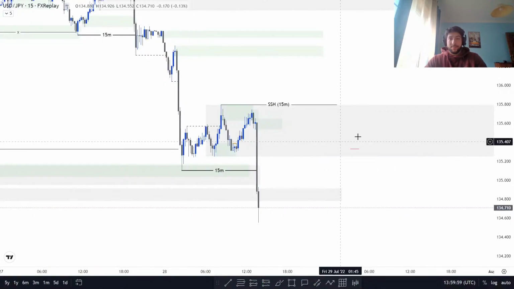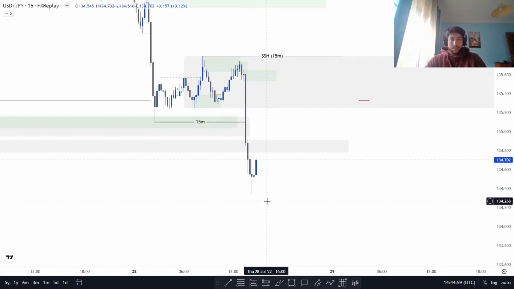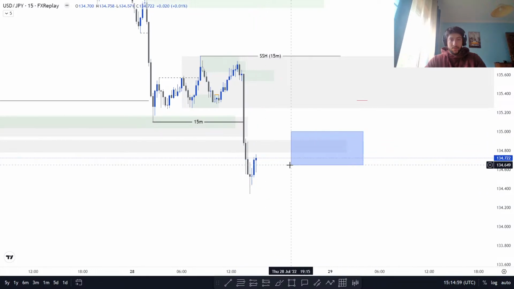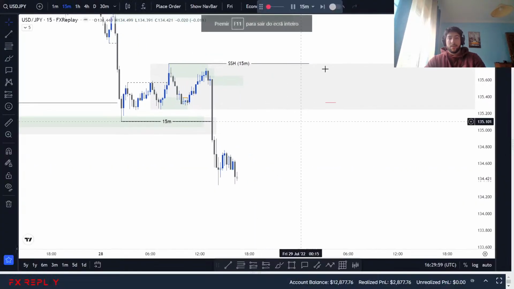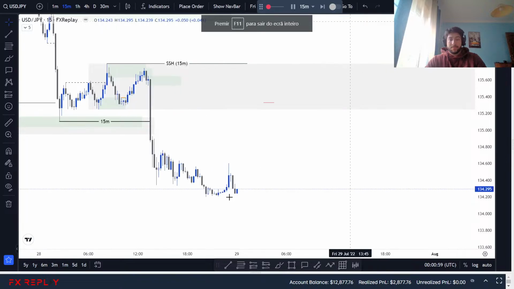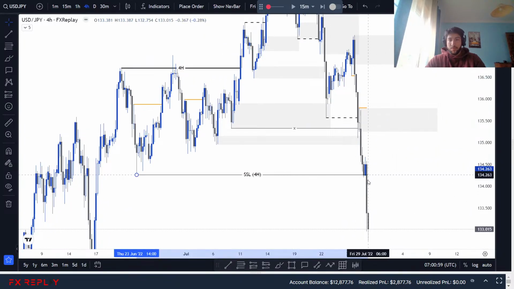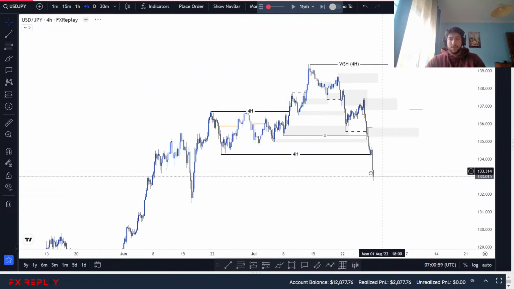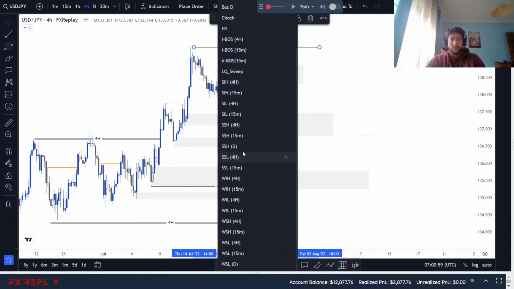Let's continue. Expecting a pullback. Going down, nothing. So this one fails. Nothing here. Next day. Yeah, price breaks the low, as I said. Yes, so the 4-hour is now bearish. The 4-hour is now bearish. Right, so this is our strong high now.